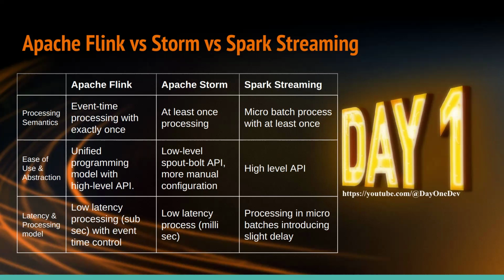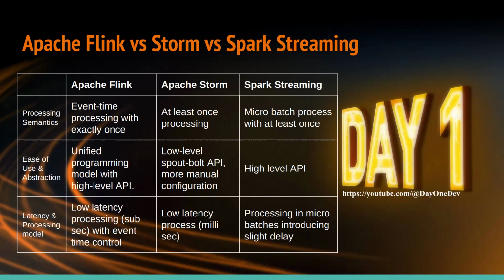Now the next one is ease of use and abstractions. Flink provides a unified programming model for both batch and stream processing with high-level APIs. It offers rich abstractions, making it user-friendly for developers. The documentation is easy to learn and reduces your development effort. As we called out, the programming model is easy to learn, and it's ideal especially for complex applications where you need event time processing.